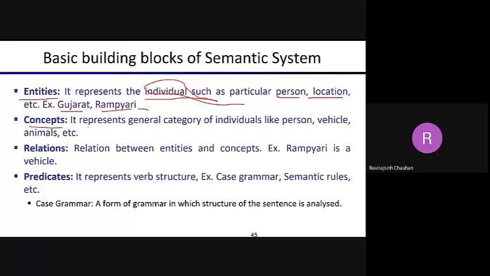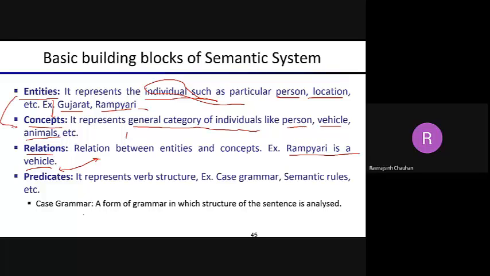What are concepts? They represent a general category of individuals. For example, Yas, Ruth, Jai are all entities, but if we combine all the persons of class IT 7th semester, that is called a group, and IT 7 is represented as a concept. Any person, any vehicle, group, general category, animals. We can have relationships between entities and concepts. For example, Ram Pyari is a vehicle. Suppose I named my bike or car Ram Pyari, then Ram Pyari is a vehicle.